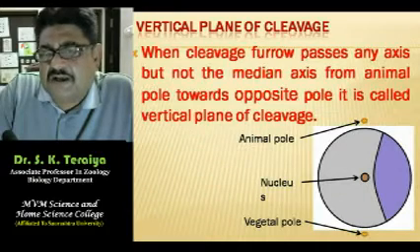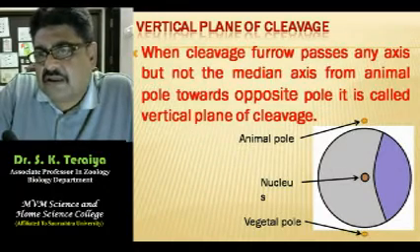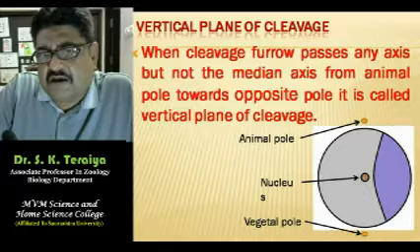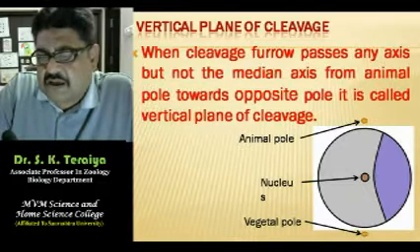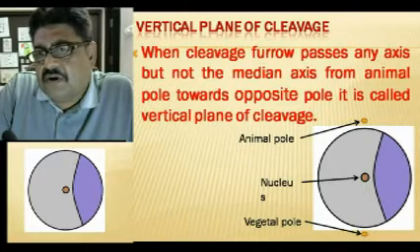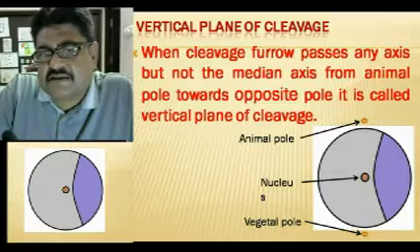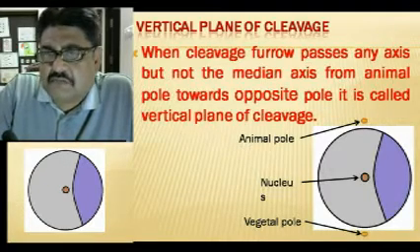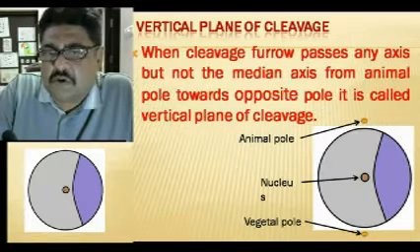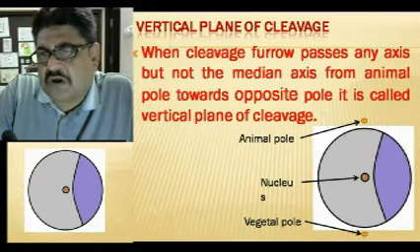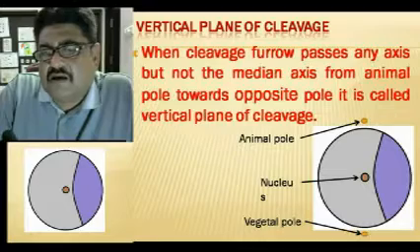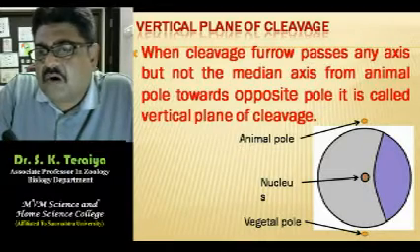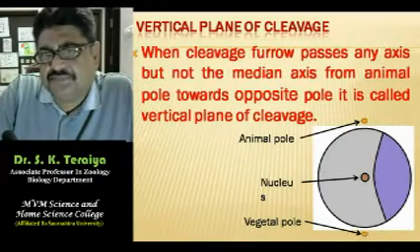Vertical plane of cleavage. When the cleavage furrow passes through any axis but not the median axis, from animal pole towards the opposite pole, it is called vertical plane of cleavage.